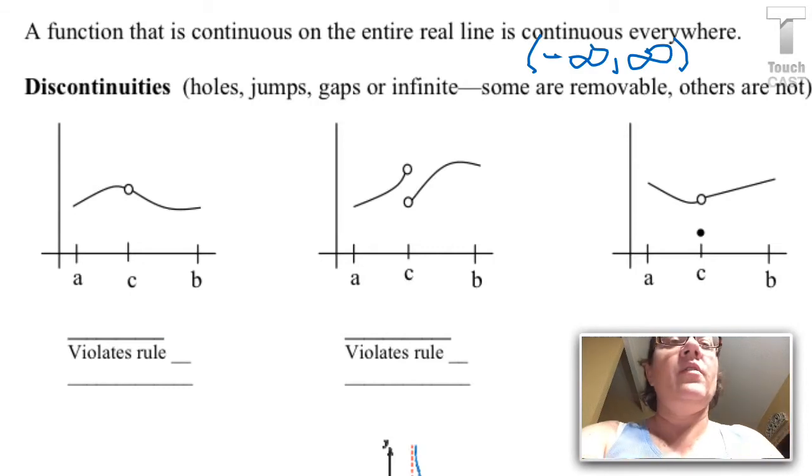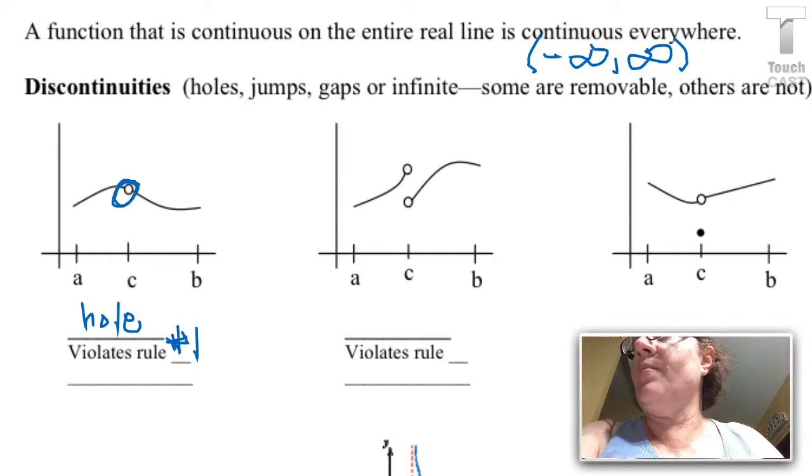Okay, so now looking at this first one, these graphs each have some discontinuities, and so we want to talk about which one of those rules above has been violated. So of course this one has a hole. I would have to lift up my pencil and then actually go back and make that hole. So of course it violates rule number 1 because it's not defined at f of c.